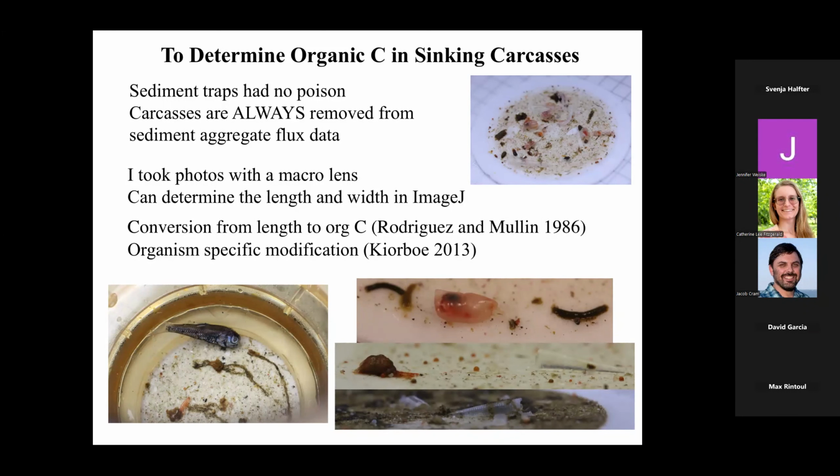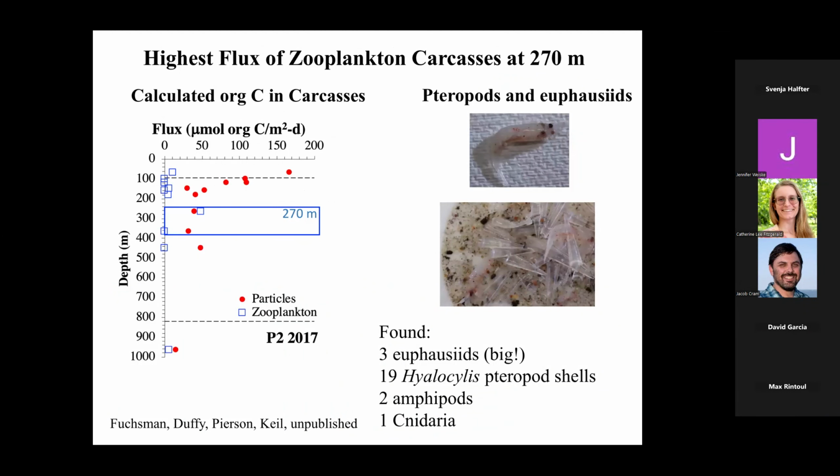So we removed them, but we took photos first. We took photos with the macro lens, and we got rid of them. But then we could go back in time and determine their length and width with ImageJ from the photos and convert to organic carbon. And so we could still manage to calculate organic carbon of these zooplankton. And so here, this is the same sediment trap data that we've been looking at. So the red circles are particles, normal aggregates, and then in these squares, it's these carcass data. And you can see there's just a huge amount of carcasses at this 270-meter depth.